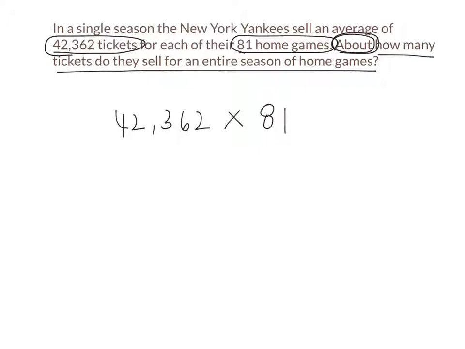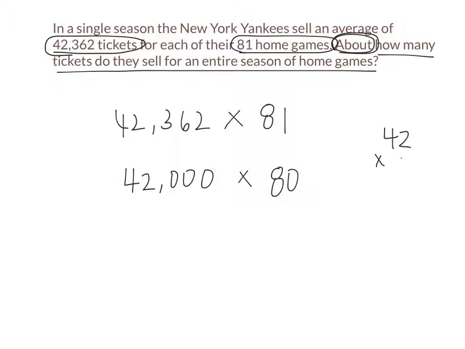42,362 is pretty close to what number that's a lot easier to work with? Okay, we could do 42,000. 81 is pretty close to what number that's a lot easier to work with? Rohan? 80. Okay. Now, I don't know about you, but I can't do 42 times 80 in my head. Can you? Does that mean we can't do this? No. We can write it out like this.